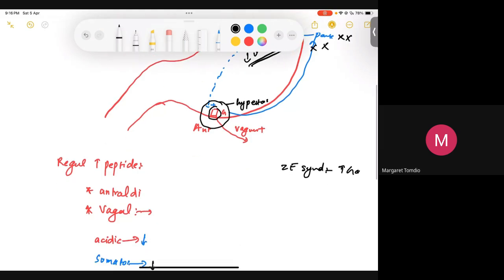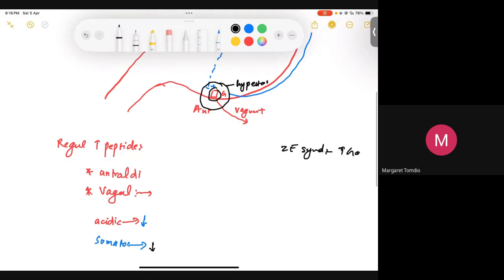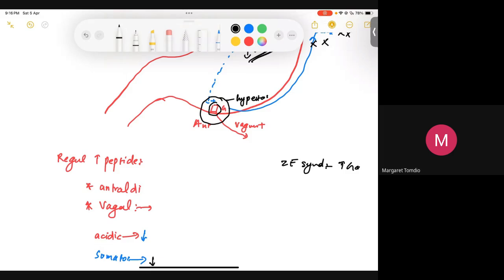G cells again would just try to make a lot of gastrin or make a lot of HCl in order to digest that food. Okay. What about somatostatin? The idea is very clear. Somatostatin inhibits hormones, right? So it would be having an inhibitory action on G cells and gastrin in turn. Okay. So ZE syndrome, increased gastrin.